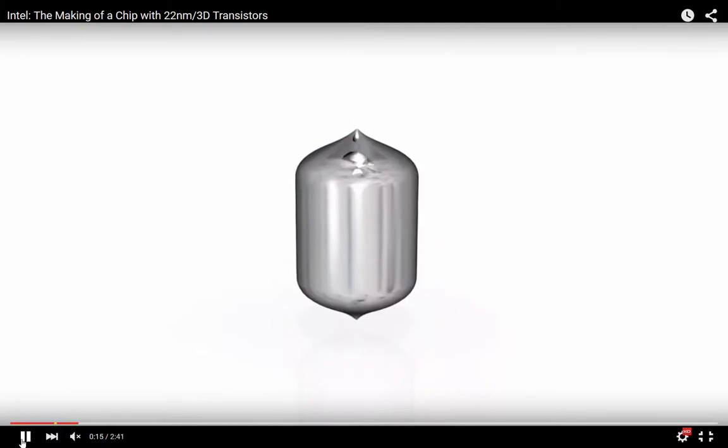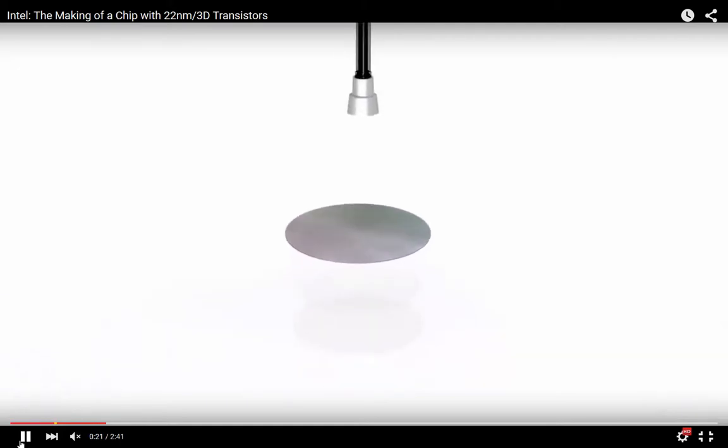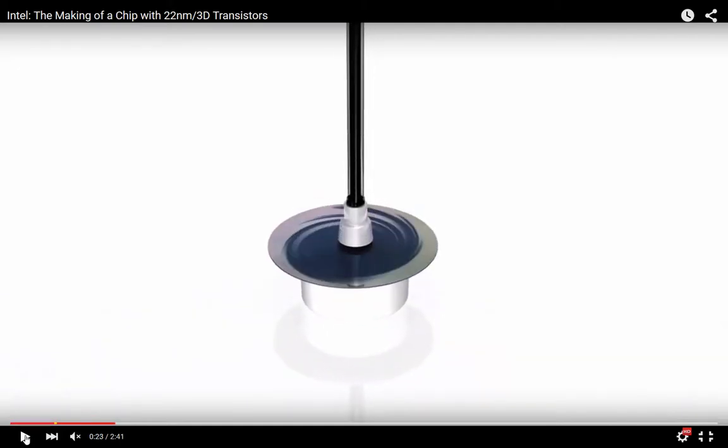So they pull this ingot up out of the melting process. Now the next thing they do is slice it into some very thin wafers. The wafers themselves are very, very thin. Each wafer is about 300 millimeters in diameter and about 1 millimeter thick.